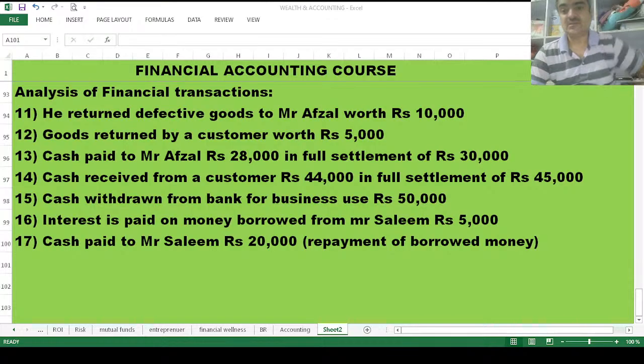The two changes in this transaction are there is a decrease in cash balance by rupees 20,000, and cash is an asset, so an asset is decreasing. And the second change is there is a decrease in creditor, which is Mr. Salim, by rupees 20,000. A creditor is a liability, so there is a decrease in a liability as a result of this transaction.